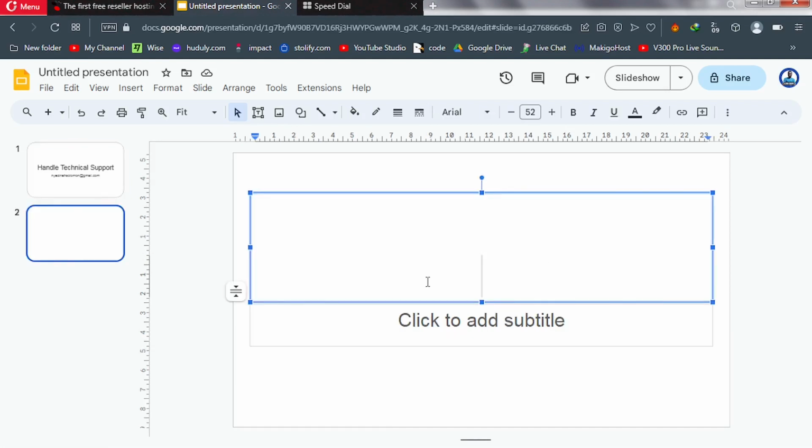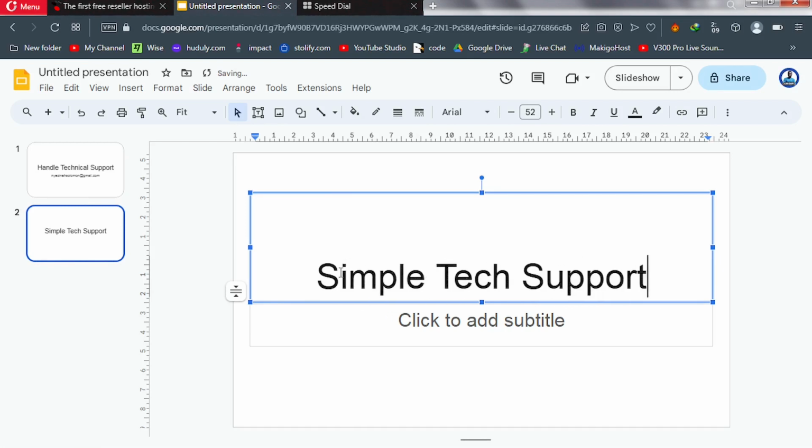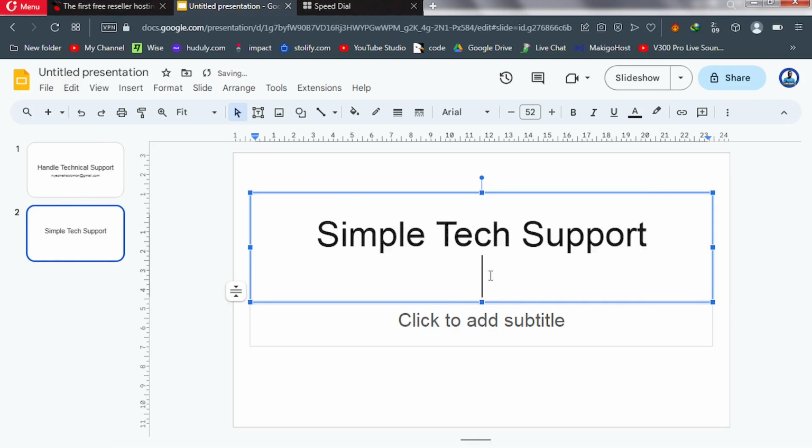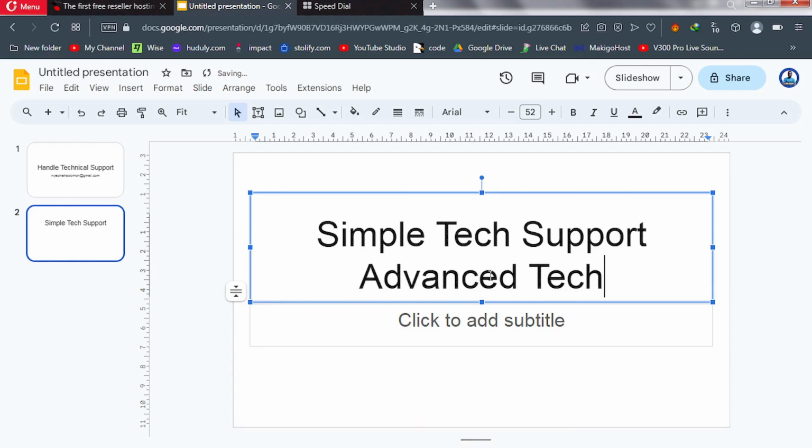We have two forms of technical support. We have simple technical support. And then we have advanced technical support.